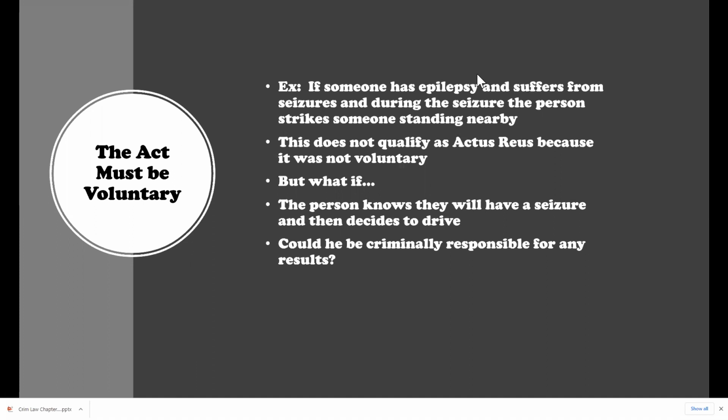But most of the time, when there is some type of medical condition as a result, then it is not a voluntary act. But if the person knows that the medical condition is going to result in some harm and they take action to be the cause of that harm, then it could be voluntary. So the takeaway is that it must be voluntary.